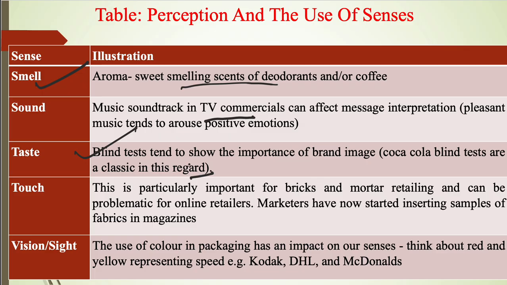Touch is the fourth sense. This is particularly important for brick and mortar retailing and can be problematic for online retailers. Marketers have now started inserting samples of fabrics in magazines. And the last sense is vision or sight. The use of color in packaging has an impact on our senses. Think about red and yellow representing speed, as in Kotak, DHL, McDonald's, etc. So these are the five senses. Now we are discussing each of the senses one by one in detail.